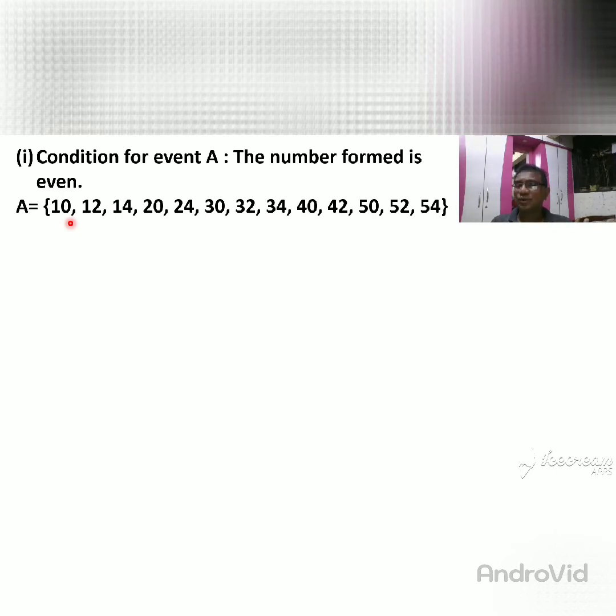So at that unit place they are having 0, 2, 4, 6. Is 6 possible? No, because they give numbers up to 5. So up to 5 numbers there is a possibility of 0, 2 and 4. Okay, so those numbers are the even numbers.